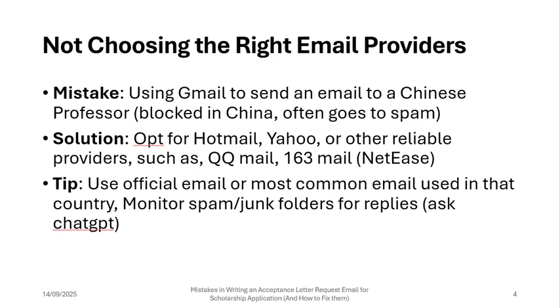So in China, we know that QQ Mail or 163 Mail are very popular emails. How do I know these? What I did, I just put in what are the popular email providers in China, or what are the email providers which are not blocked in China. I put it in Google search or ChatGPT and I got these emails.